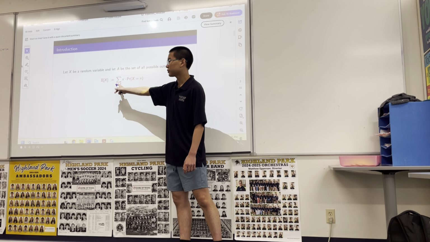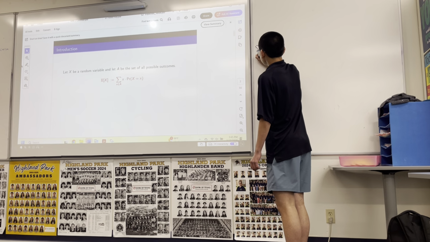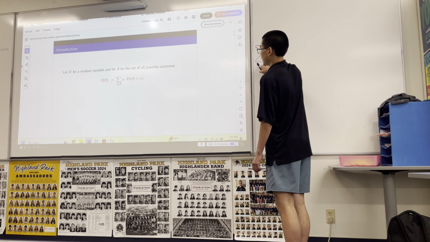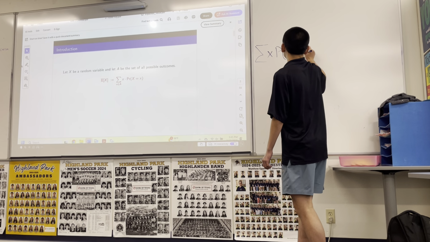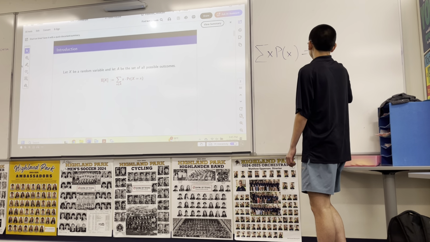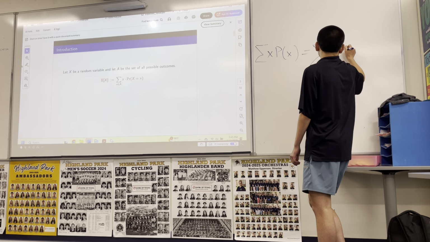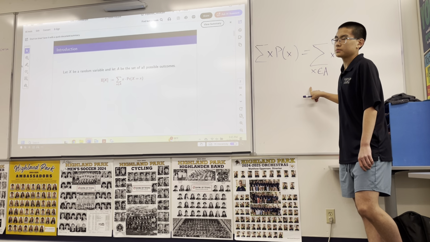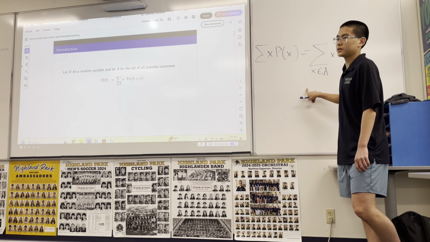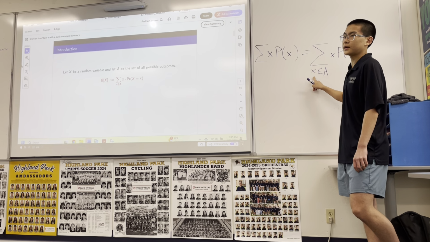But you actually don't have to write the x's in A, right? I claim that if you don't write the x's in A, these are equal. Because if x is not in the set of possible outcomes, then the probability of it happening is just 0. So that term would disappear anyway. So that's why you don't have to write this x in A.